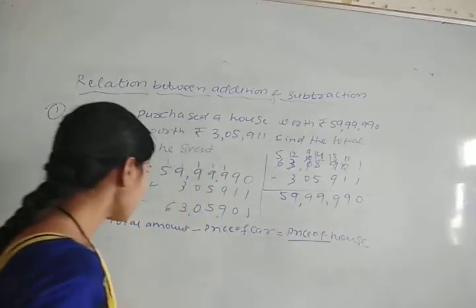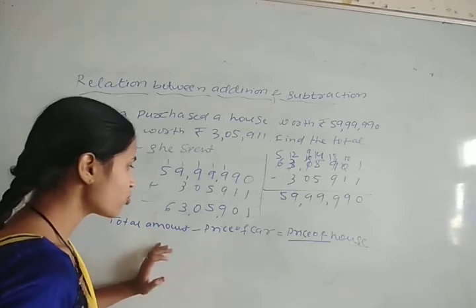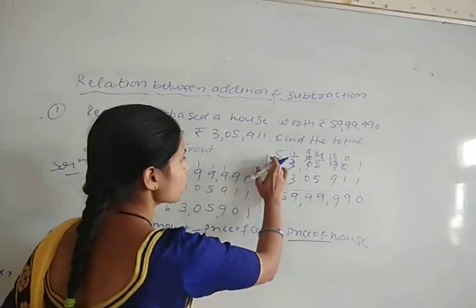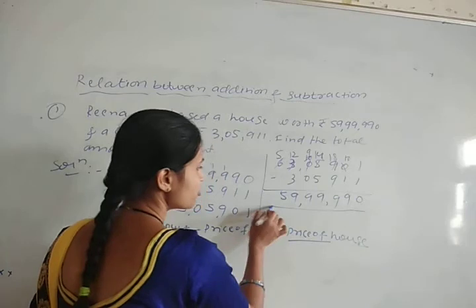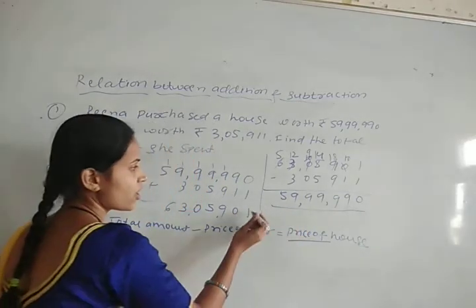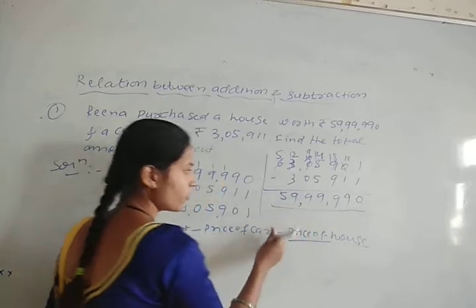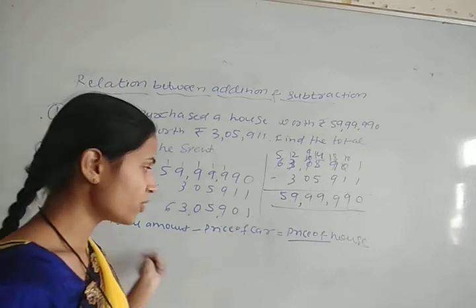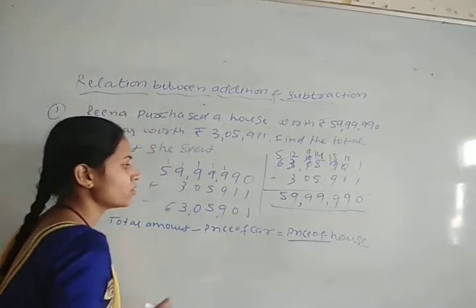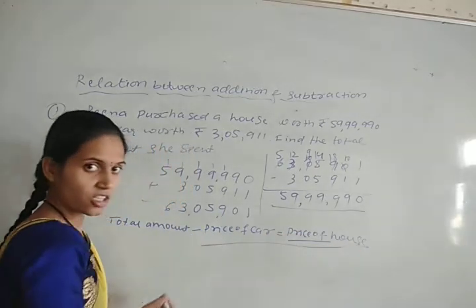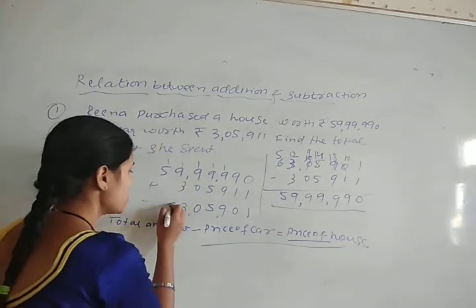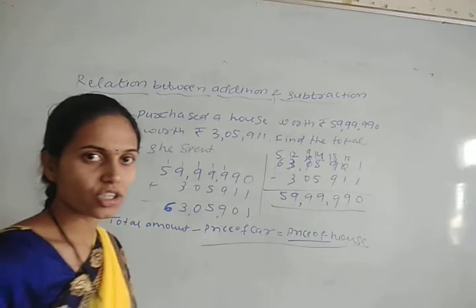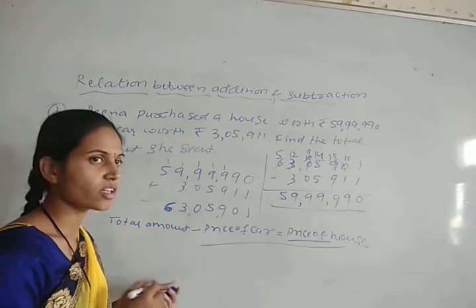So if I subtract the price of the car from the total amount, I should get the price of the house. So here I have subtracted the price of the car from the total amount and I have got this answer, which is nothing but the price of the house. So we have cross-checked the answer like this. Now the result whatever we have got, that is 63,05,901, is called the cross-checked one. And we can also call it the correct one.